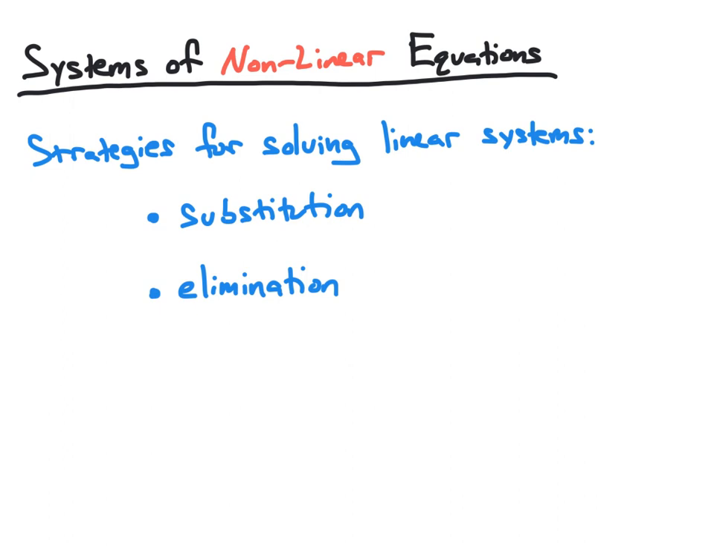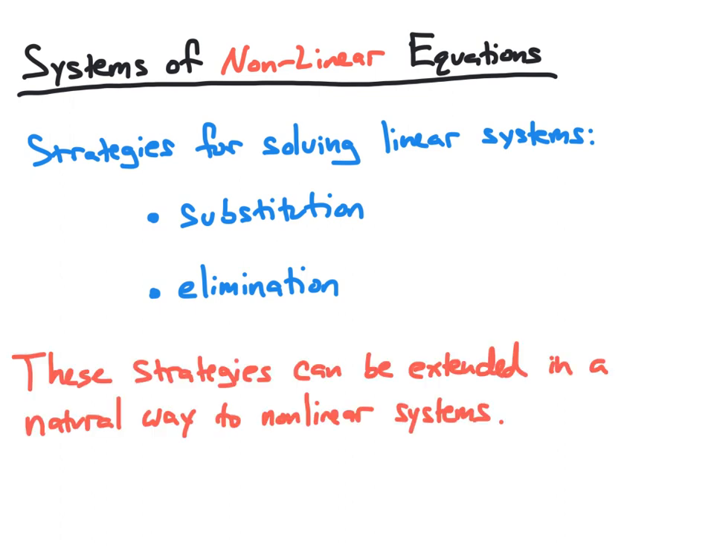We begin by recalling the two basic strategies for solving systems of linear equations. That would be substitution, where one of the equations is solved for one of the variables, and then that expression is substituted into the second equation. And elimination, where we multiply one or both of the equations by non-zero constants and add them together to eliminate one of the variables.